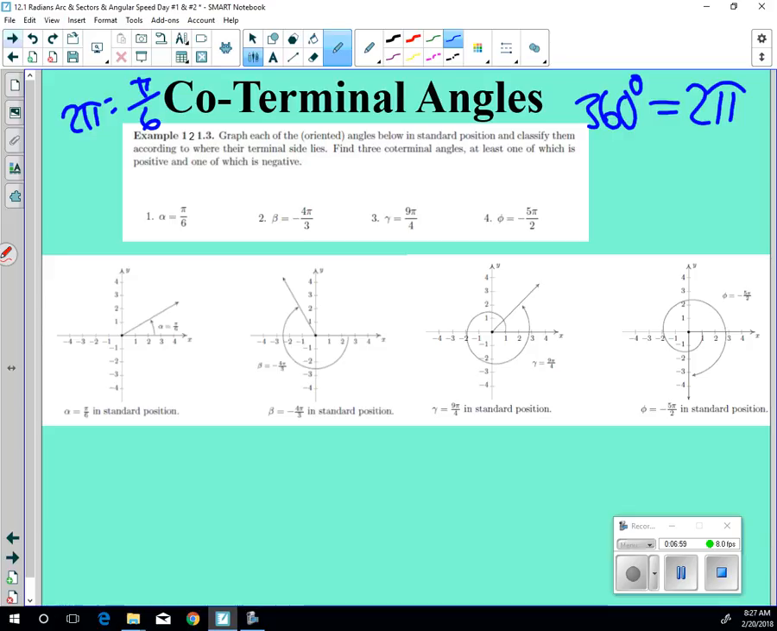It's not hard. 2 times 6 is, there you go, 12. So with this, instead of adding and subtracting 360, you're going to add or subtract 12 pi over 6.